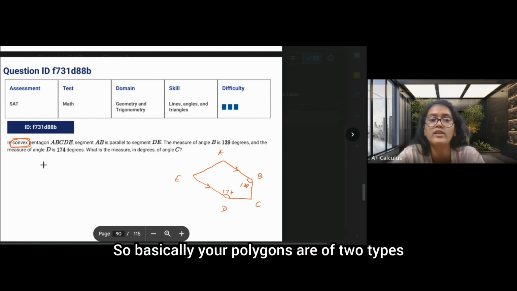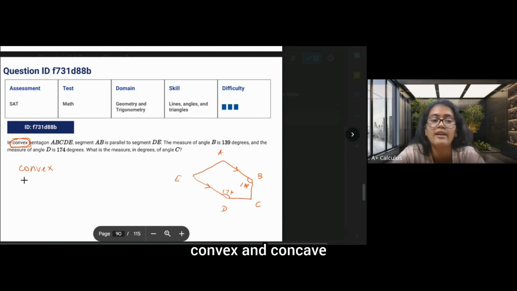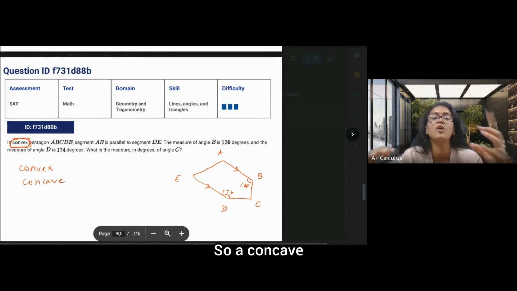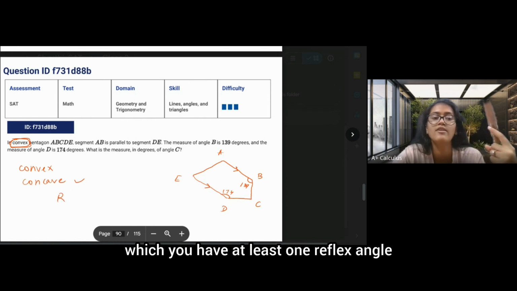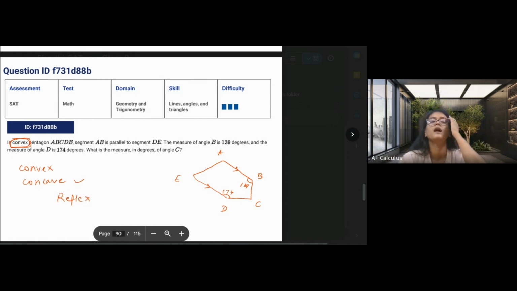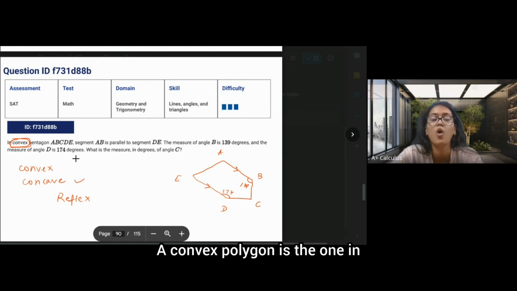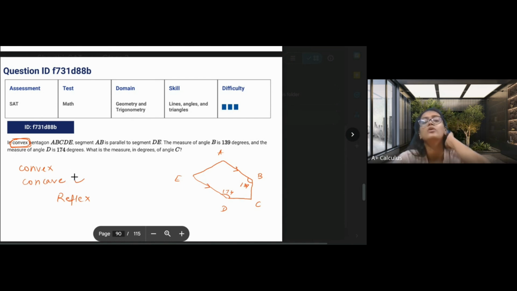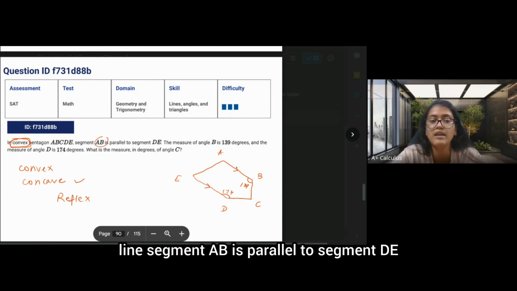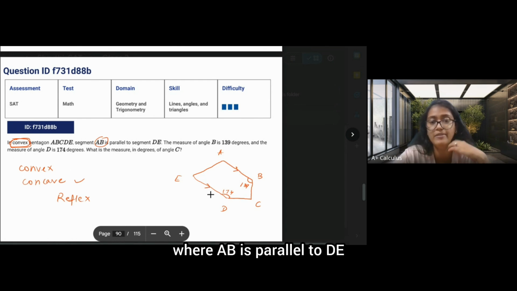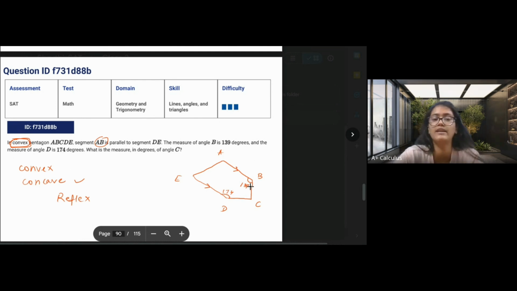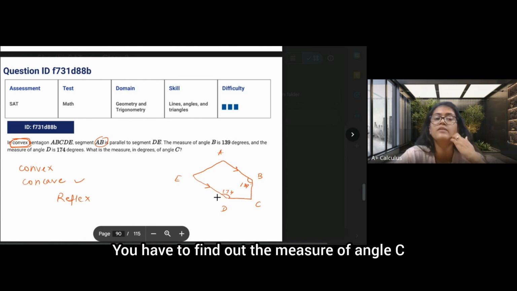So basically your polygons are of two types, convex and concave. A concave polygon is the one in which you have at least one reflex angle. Okay. And convex polygon is the one in which you don't have any reflex angle. Okay, so you just draw a normal pentagon. Just make sure that line segment AB is parallel to segment DE. So here I've drawn a pentagon where AB is parallel to DE. The measure of angle B is 139 and angle D is 174. You have to find out the measure of angle C.